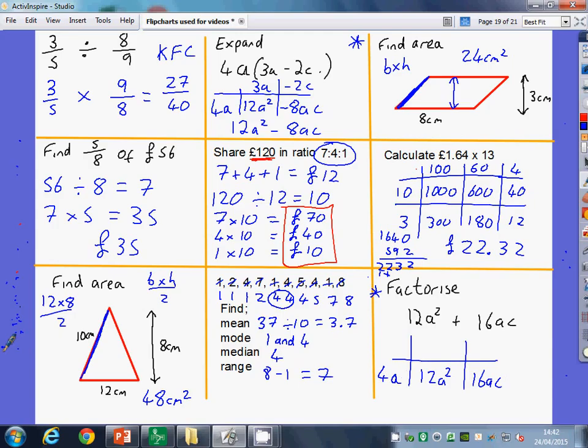The question then becomes, 4a multiplied by what gives 12a squared? So 4 times what gives 12? 3. A times what gives a squared? And the answer is a. Then you're asking 4 times what gives 16? So 4. And a times what gives ac? So it's just c. So to factorise it, we've actually got 4a, brackets, 3a plus 4c.